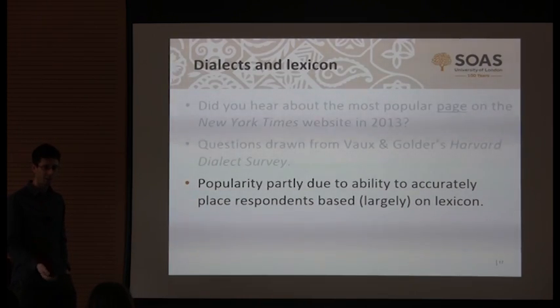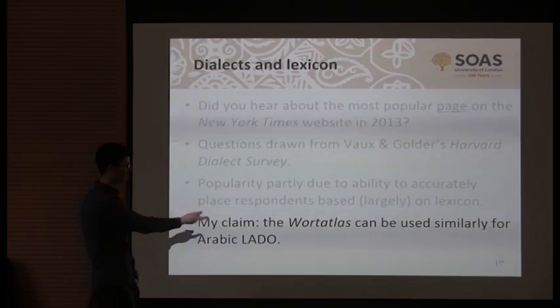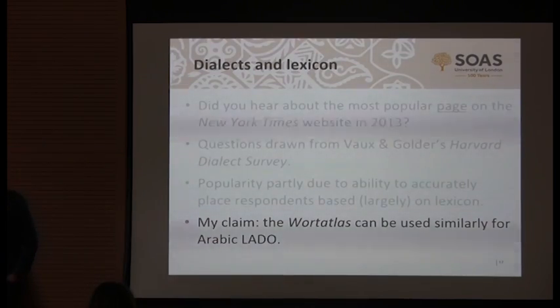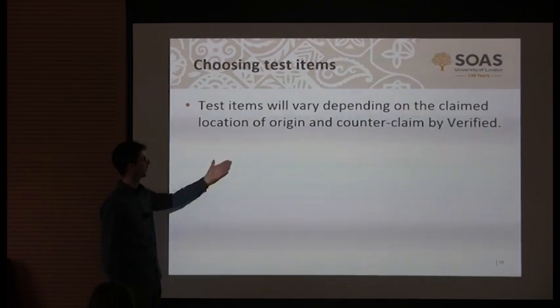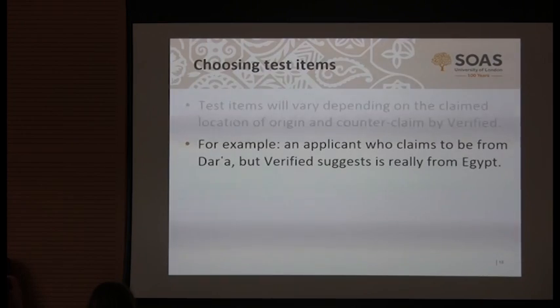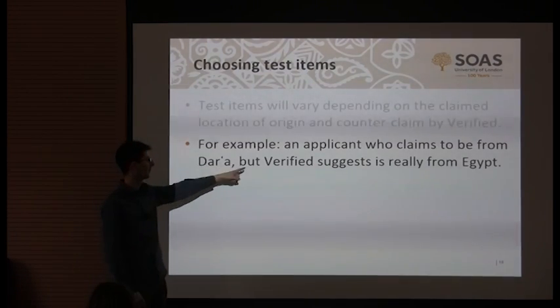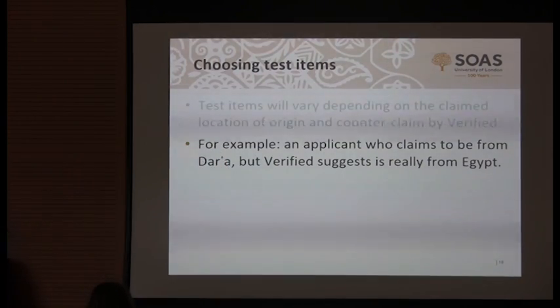Now, I would ask you to consider something. If you're not from New York, do you think you could have faked that test and made it think you were from New York? No. I don't think I could. So my claim is that we can use the Vaux Atlas in a similar way for Arabic LADO, okay? What items you choose to test will vary depending on the claimed location of origin and the counterclaim. But for example, here's a typical scenario. Applicant claims they're from Dar'a in Syria, and the verifier says they're from Egypt.